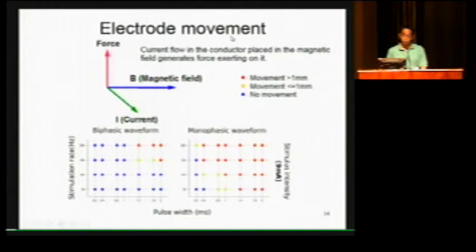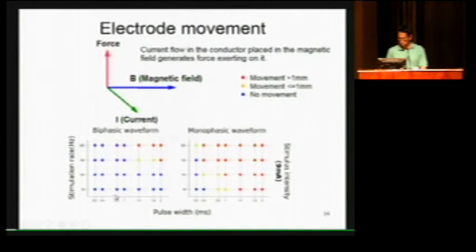The other thing is electrode movement. If there is a current flow inside a strong magnetic field, there is a force generated by the magnetic field. So we videotaped the movement of an electrode inside the scanner during the stimulation session with various waveforms. This is a biphasic waveform, and this is a monophasic waveform. The x-axis is pulse width, from 0.2 millisecond to 2 milliseconds. The y-axis is the repetition rate: 50 hertz, 100 hertz, 150, and 200 hertz. The red dot shows where we observed apparent movement inside the phantom.